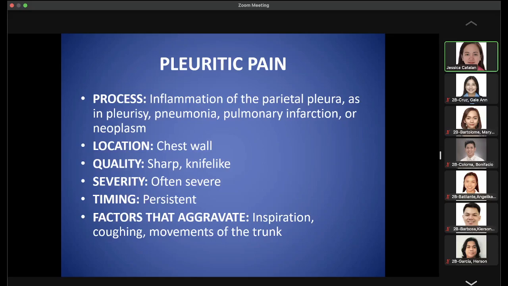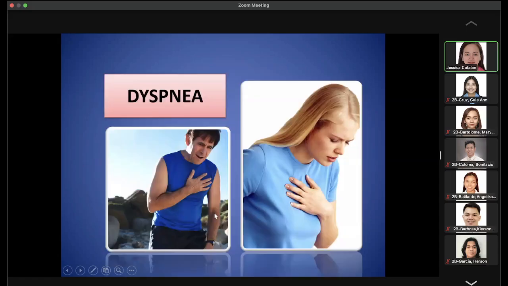Bigla-bigla na lang. That is often severe and persistent. And usually, it is aggravated kapag hihinga ng malalim, on deep inspiration. That's why yung mga patients na may pleuritic pain, ginagard nila yung breathing. Parang very shallow lang yung breathing nila. And of course, coughing and movement of the trunk, no, can precipitate the pain.